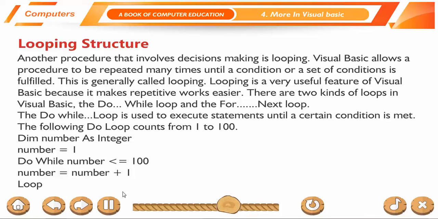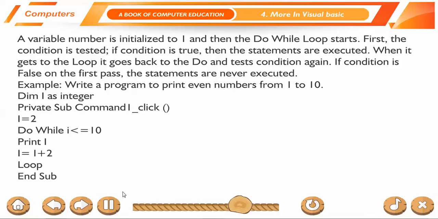The do-while loop is used to execute statements until a certain condition is met. The following do loop counts from 1 to 100. Dim number as Integer, number equals 1, Do While number is less than or equal to 100, number equals number plus 1, Loop. A variable number is initialized to 1 and then the do-while loop starts.